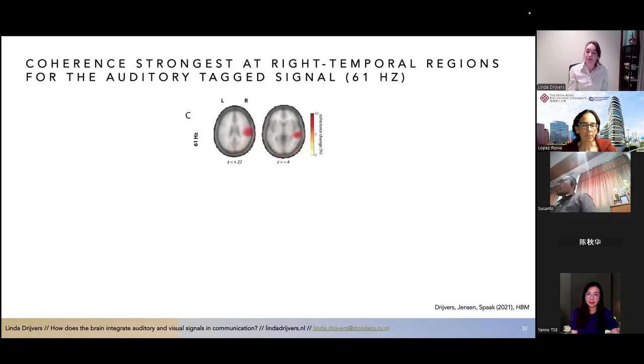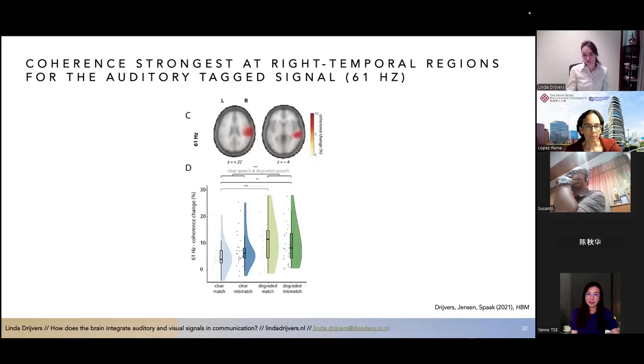Now, we also did a similar sanity check for the auditory signal, which again, we found strongest over right lateralized regions. This is because the speech was degraded. It was also present at left lateralized regions, but these are again the top 20% of the channels. And this was strongest for degraded speech. So you attend more to the speech signal when speech is degraded. So our sanity checks at least worked out.